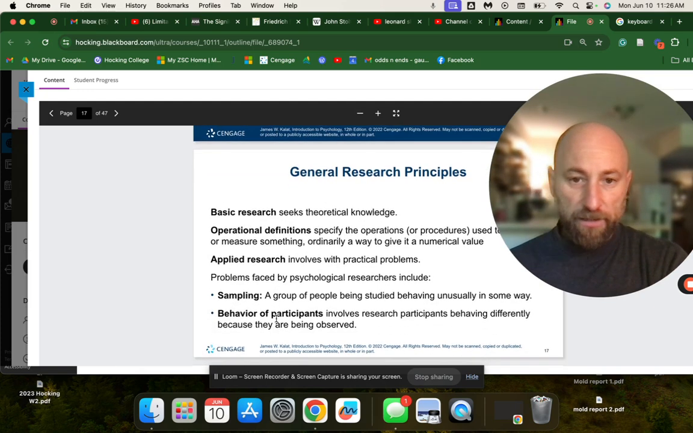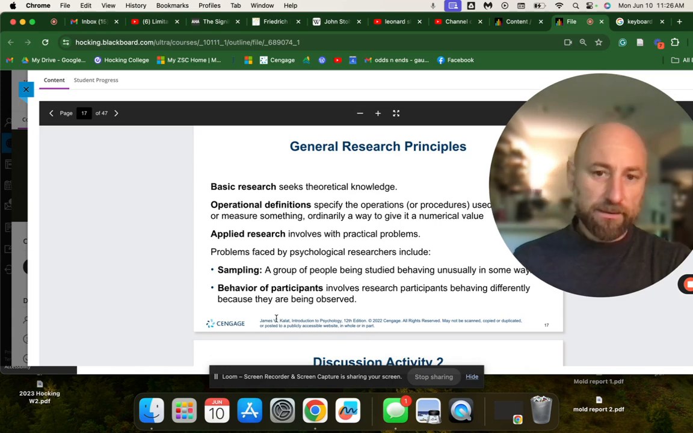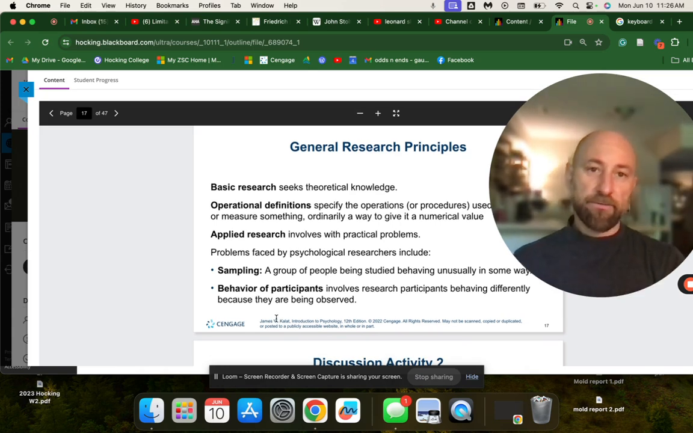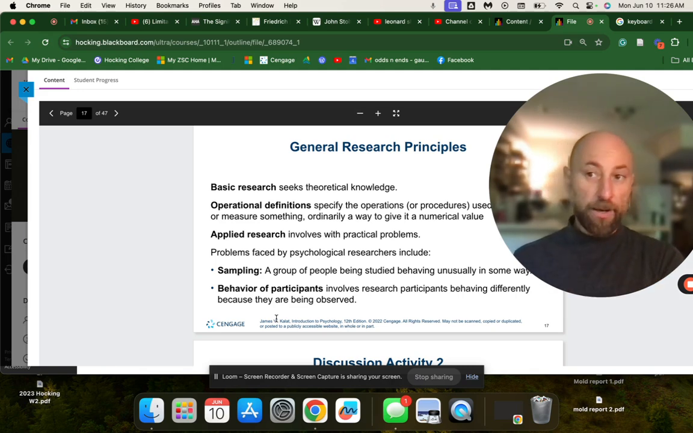Talked about applied research, sampling, a group of people being studied, behaving unusually in some way. Look, sampling is a slightly confusing definition. Sampling is when we take some subset of the population. I want to run my study. It's supposed to be about people. I can't study 8 billion people. I'm going to recruit 50 random people from the internet. That's my sample. Will it be biased? Maybe. If I recruit 500, depending on how I recruit them, it will be less biased.